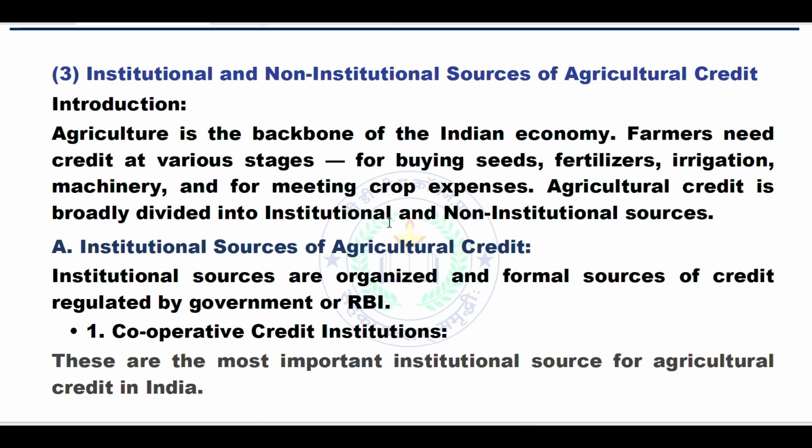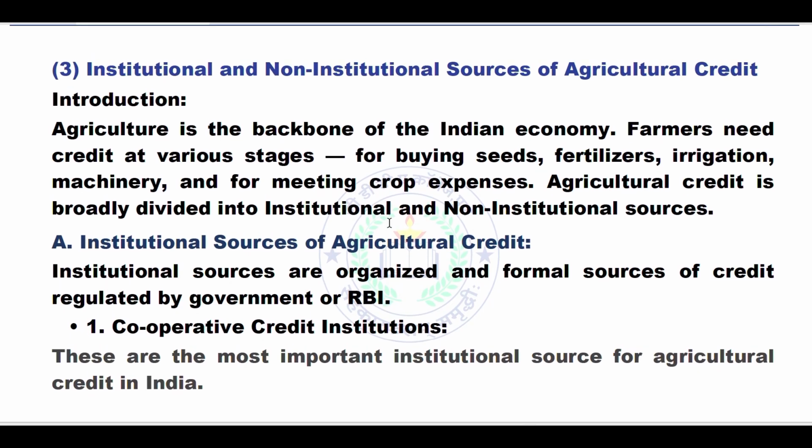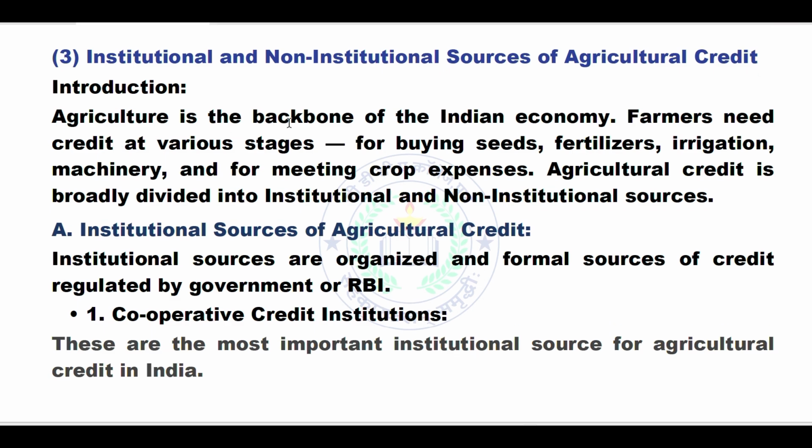Number three, what was question number three? Institutional and non-institutional sources of agricultural credit. What will be the introduction for this particular question? In answer, we can say agriculture is the backbone of the Indian economy. Farmers need credit at various stages for buying seeds, fertilizers, irrigation, machinery, and for meeting crop expenses. Agricultural credit is broadly divided into institutional and non-institutional sources.